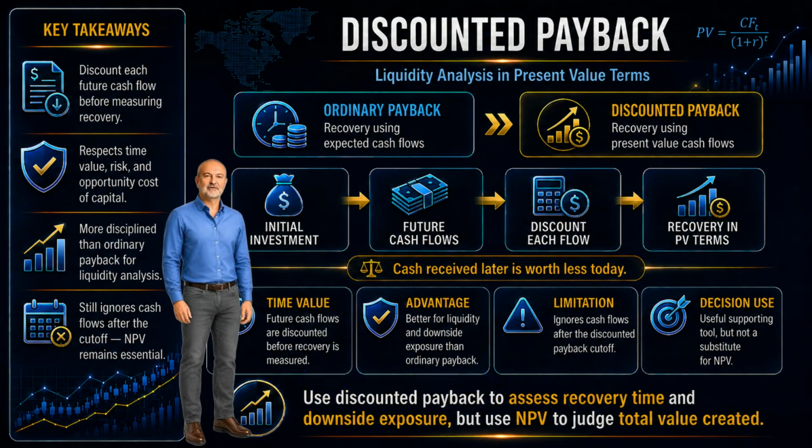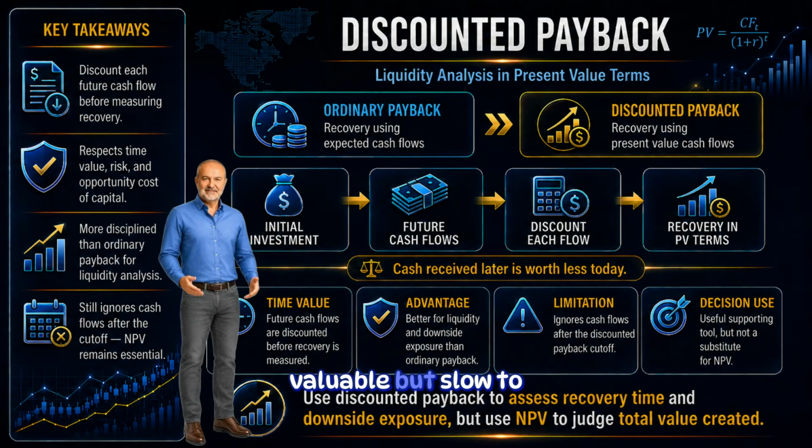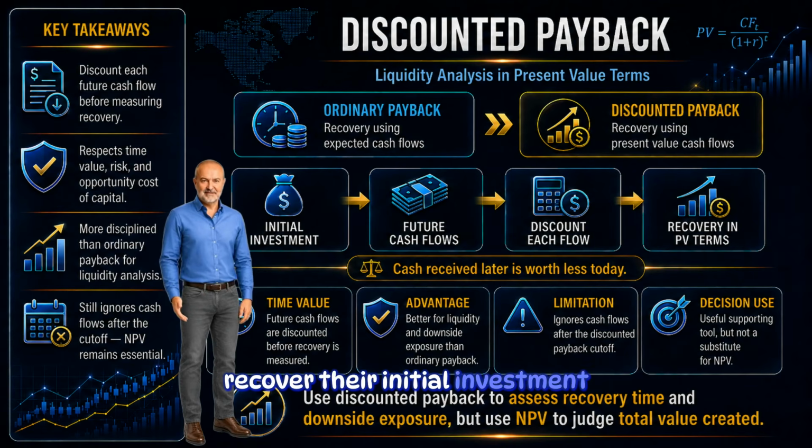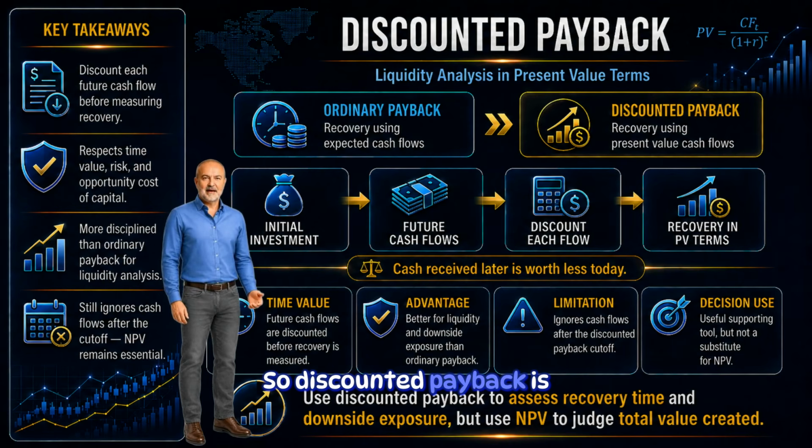That means a project could fail the discounted payback test even though it creates significant value later in its life. The rule may reject long-term projects that are valuable but slow to recover their initial investment in present value terms. So, discounted payback is better than ordinary payback, but it's still incomplete. It tells us something useful about recovery time and risk exposure, but it doesn't measure total value created.